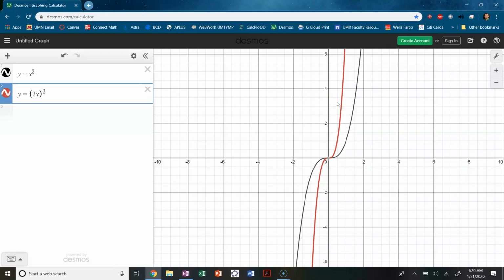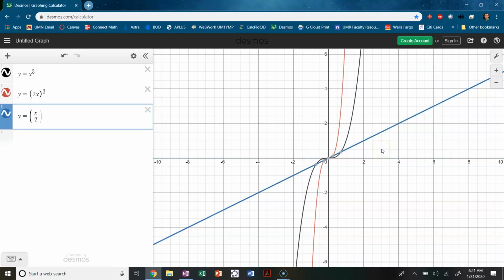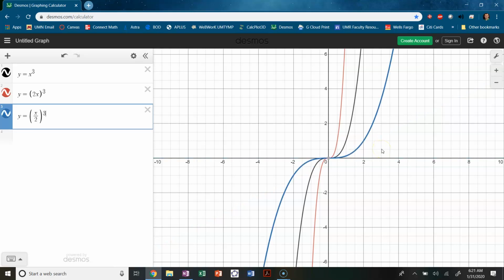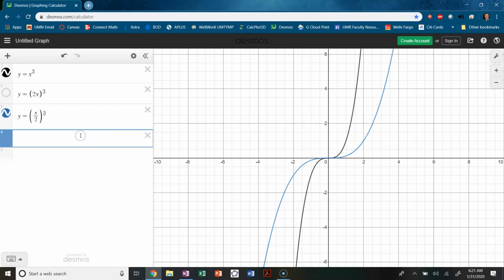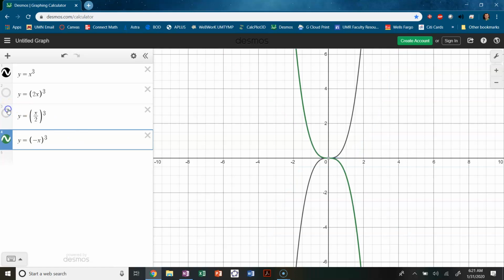Okay, the next one that we need to look at was f of x over 2. So now I'm going to replace y equals, and instead of x, I have x over 2, and I need to cube all that. Okay, so now if I look at just the base and this, I end up getting, yep, it looks like it kind of goes further away from the vertical axis. And then lastly, we ask the question about y is equal to the opposite of x cubed. And so looking at this, oh, they look like mirror images across the vertical axis. And that is all true.